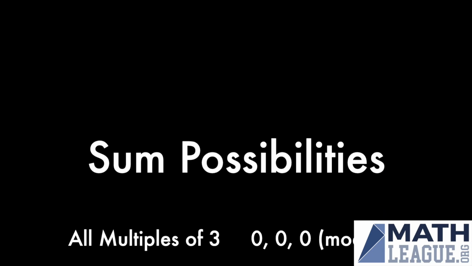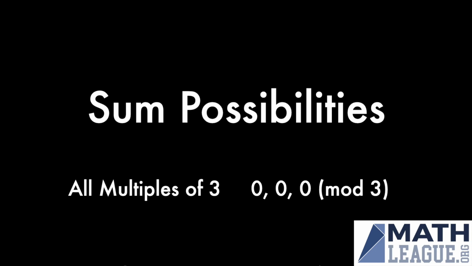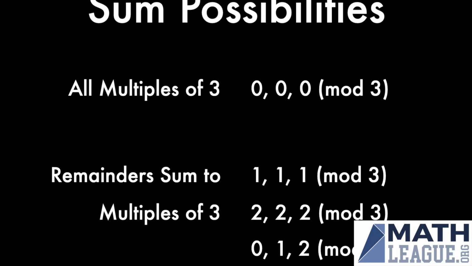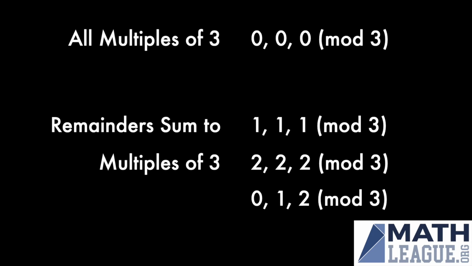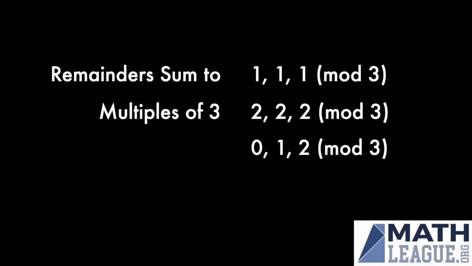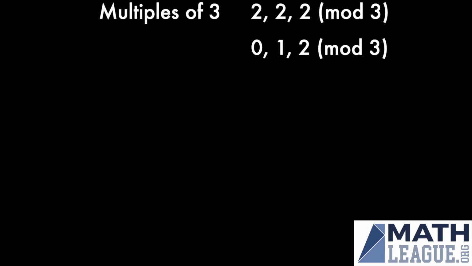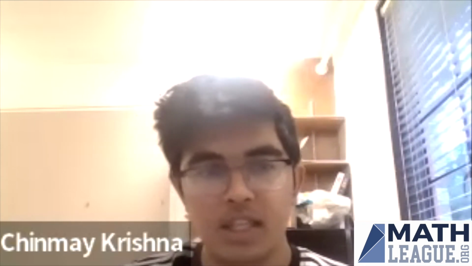Out of these categories, we need 3 rolls that sum to a number that's divisible by 3. One way is to pick the 3 numbers to all be divisible by 3. That means their sum would be a multiple of 3. They could all have a remainder of 1, which adds to a remainder of 3, which is divisible by 3. They could all have a remainder of 2. Or it could be 0, 1, and 2. So these are the 4 general cases we'll be looking at, and then we need to see how many ways the rolls can end up in those cases.